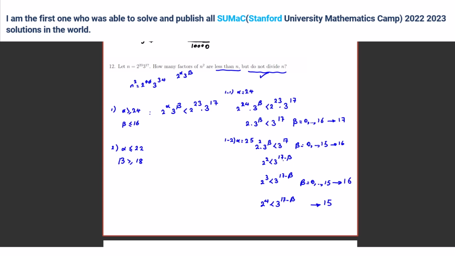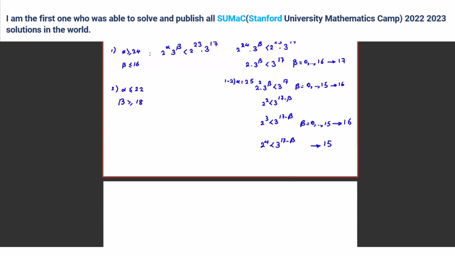Okay, so if you write for the first one for 2, because we know, suppose 2 to the alpha minus 23 is less than 3 to the 17 minus beta, right? Alpha minus 23 can be from what to what?